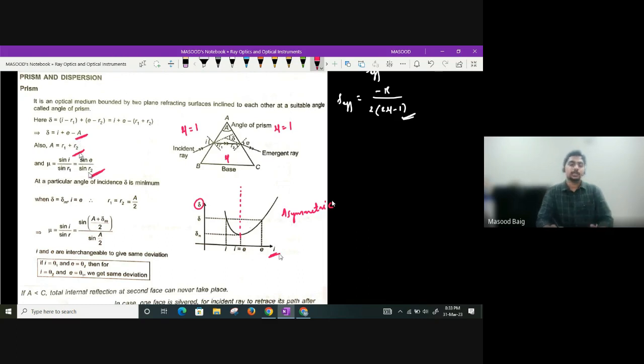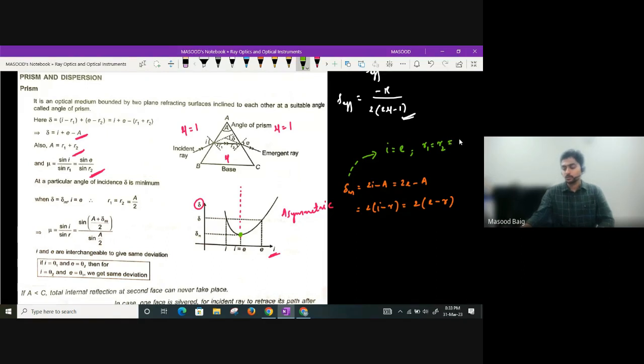Now, at one particular angle of incidence, deviation will be minimum, guys. And as you can see, it is minimum when angle of incidence and angle of emergence are equal, and that minimum deviation will be given as 2i minus A or 2e minus A, or I can also write it as 2 into (i minus r), or I can write it as 2 into (e minus r). And whenever we are talking about minimum deviation, what are the conditions? Angle of incidence is equal to angle of emergence, and automatically r1 and r2 will also be equal, which are going to be equal to A divided by 2. I have taken that to be r, guys.